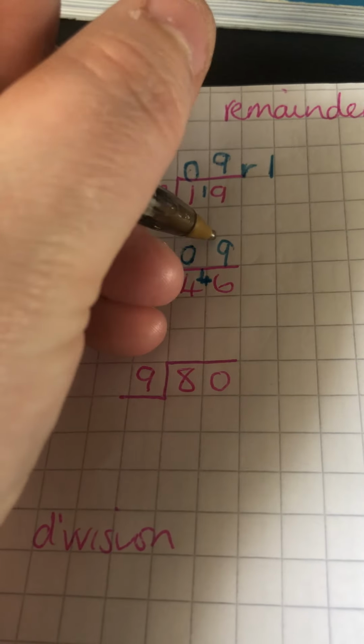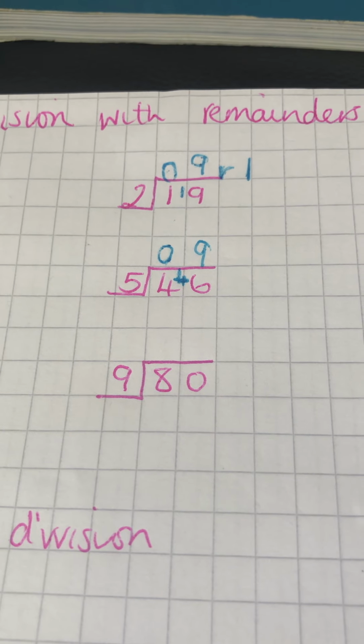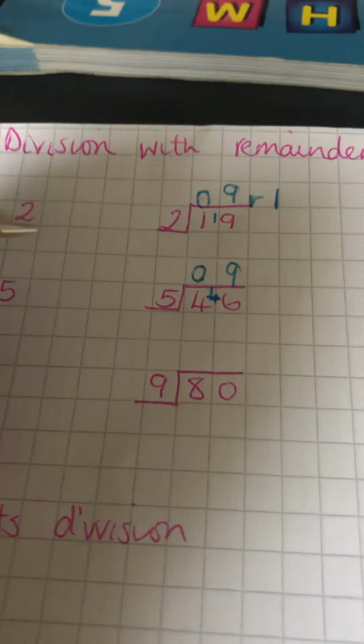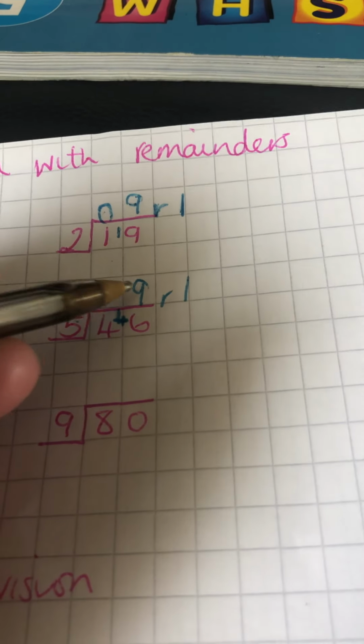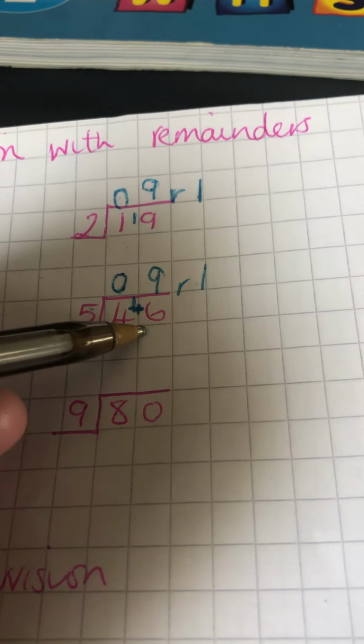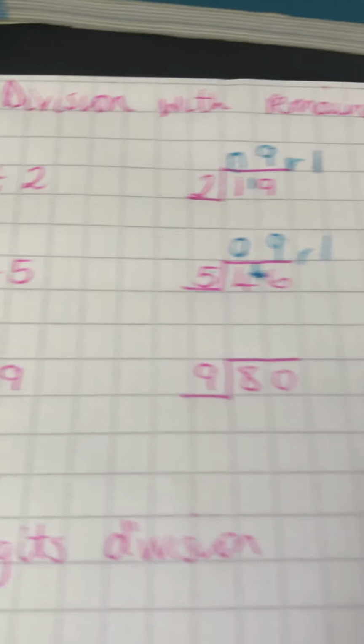So we've got 5 times 9 makes 45, but we've got 46. How many have we got left over? That's right, we have got 1 left over again. Let's check it out. 5 times 9 is 45, plus 1 makes our 46. Let's check and see if we can do the next one.